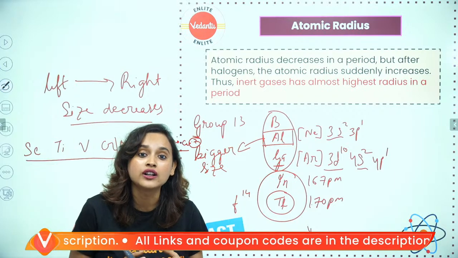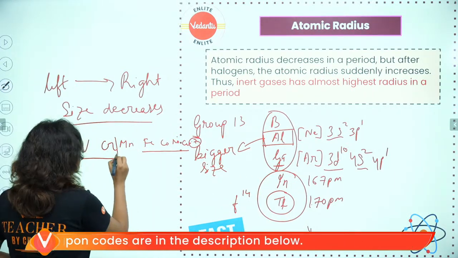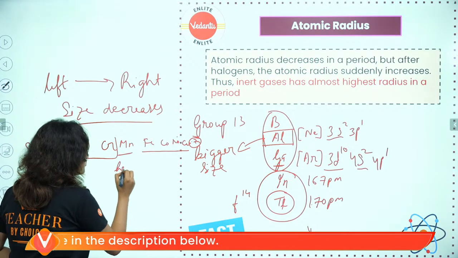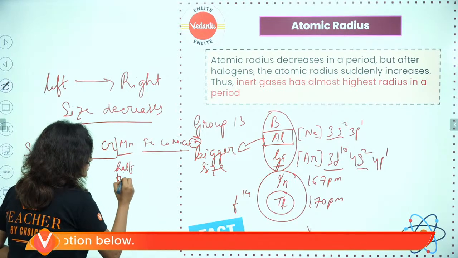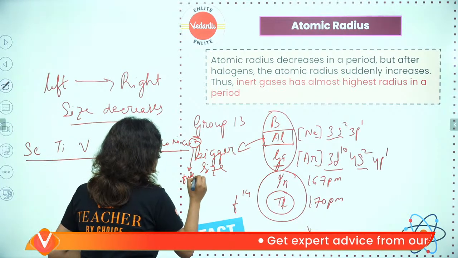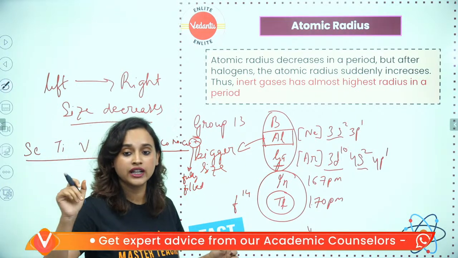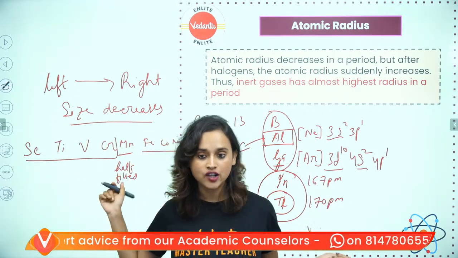Because of what? Fully filled d orbital. And in manganese you see it is half filled. Correct. And here you see that it is fully filled. All right. So what are the things that we have learned, everybody? Is this all clear?